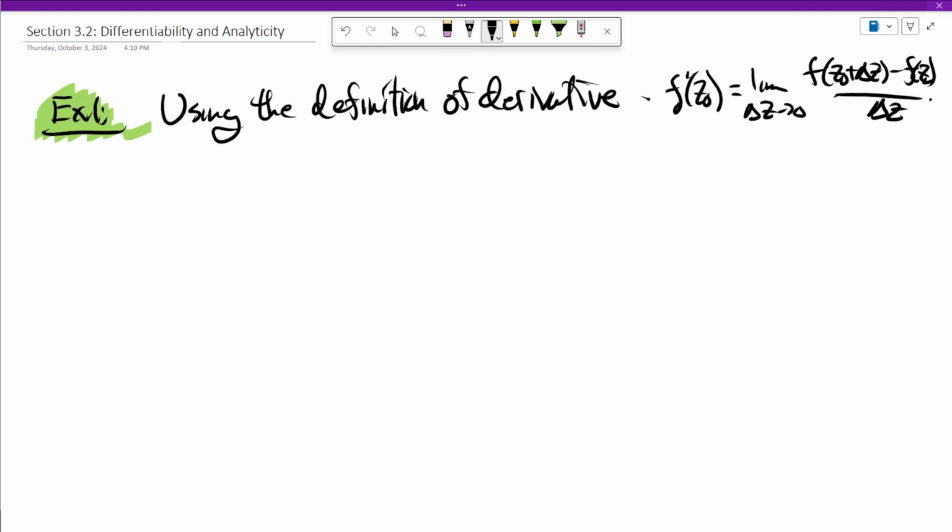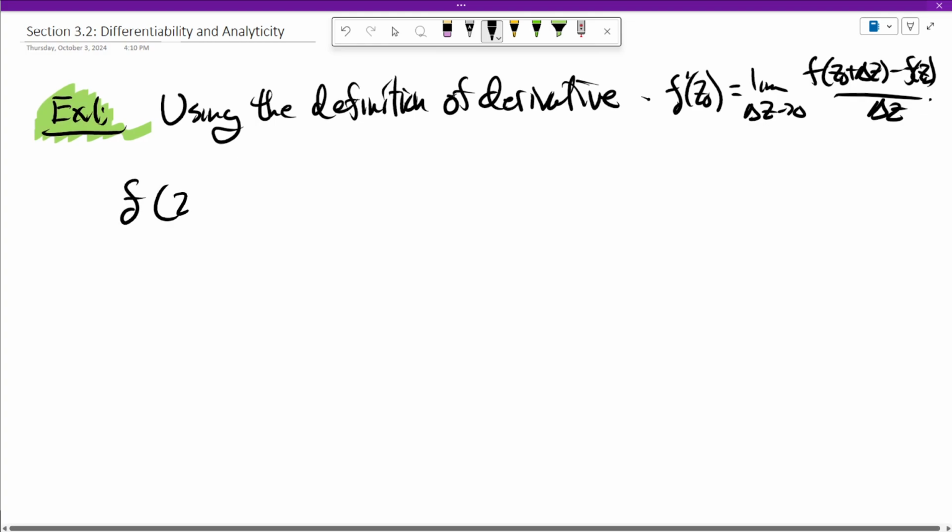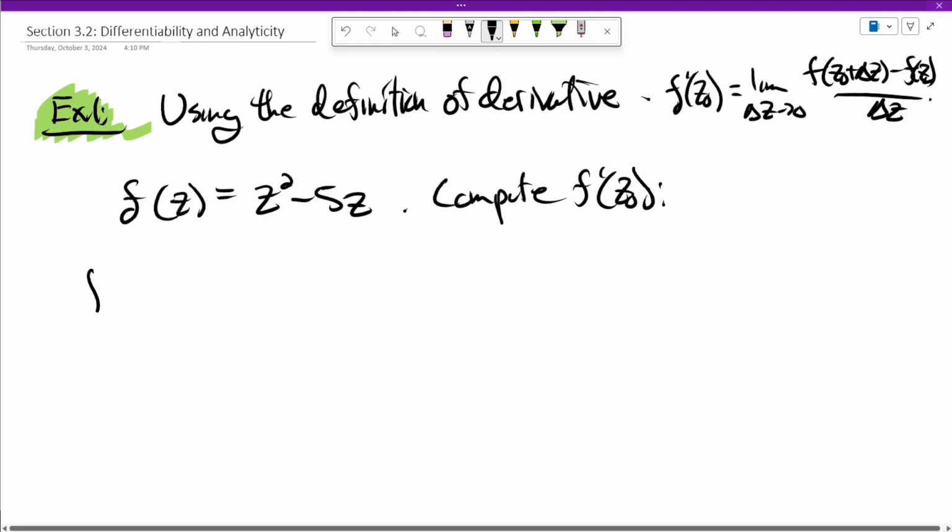So what we're going to do is look at the function f of z is z squared minus 5z. We're going to use our definition, and we're just going to compute from that definition f prime of z naught. Just a reminder on how these computations work. These computations shouldn't be new in any way.